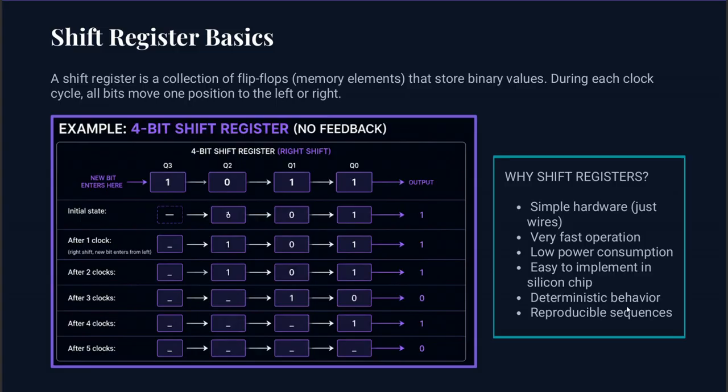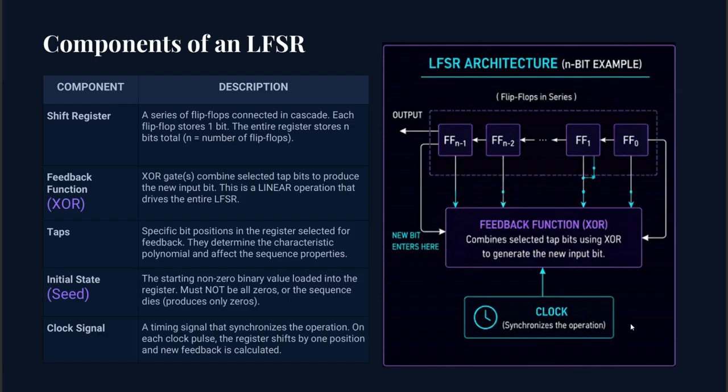Another important property is the deterministic behavior. If the same initial state is used, the same sequence will always be generated again. This reproducibility is very useful in testing and synchronizing systems.